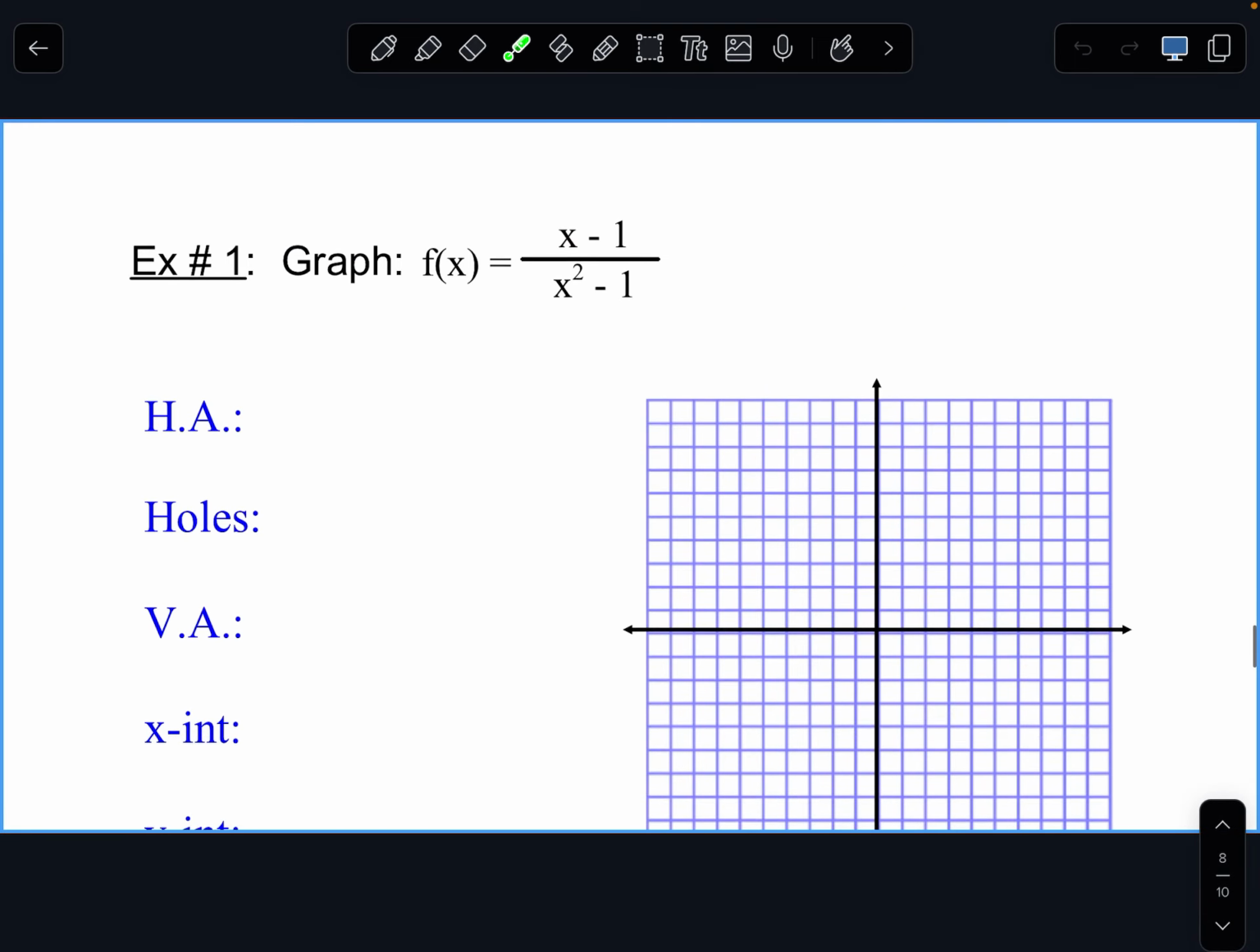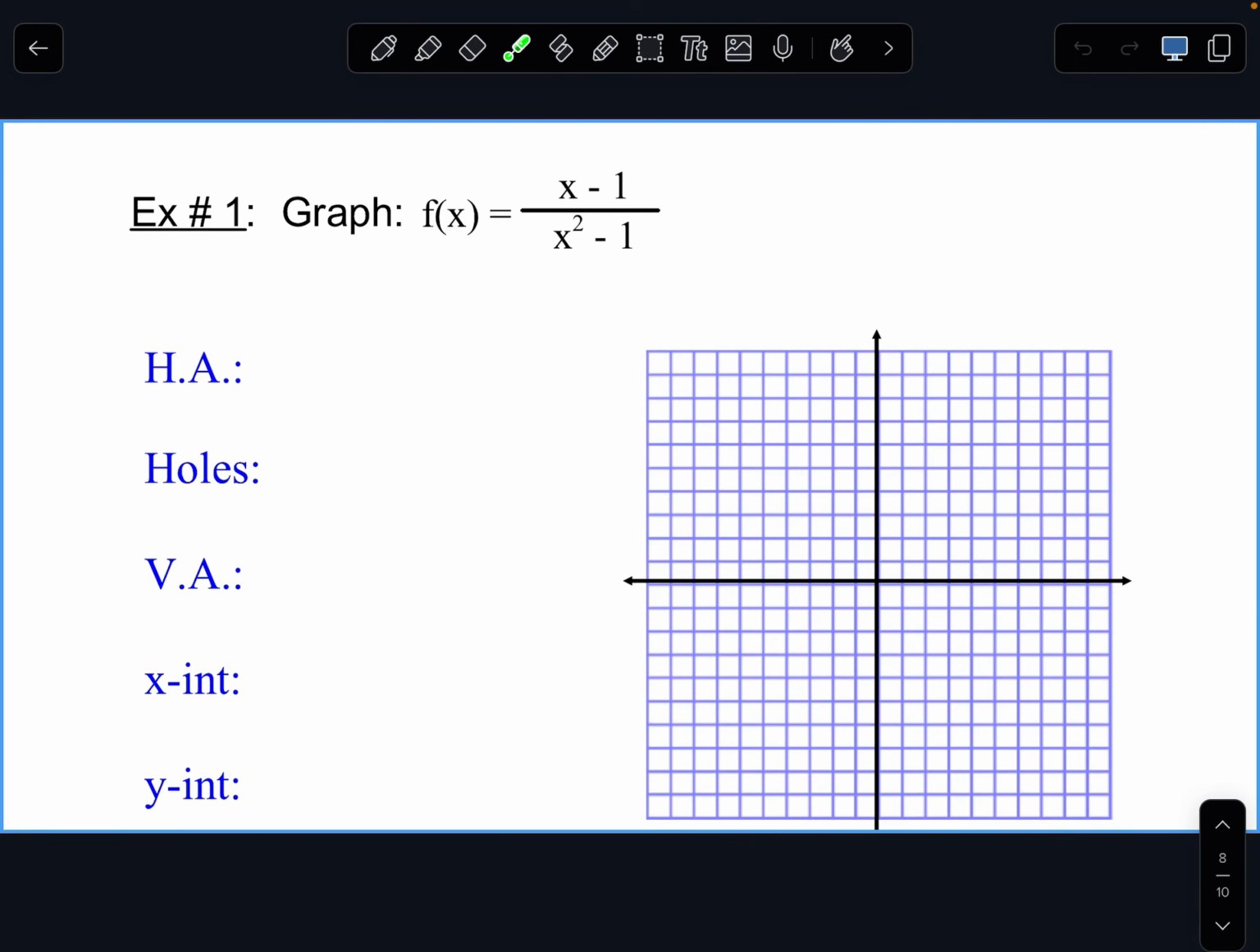All right, let's get right into it. I've got two examples for you today. So here is example number one. We'll work our way through this one. And like I said, if you weren't here yesterday, this will take you right through exactly what we did.